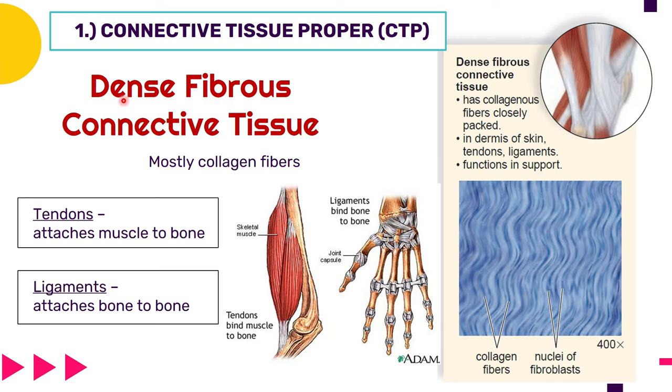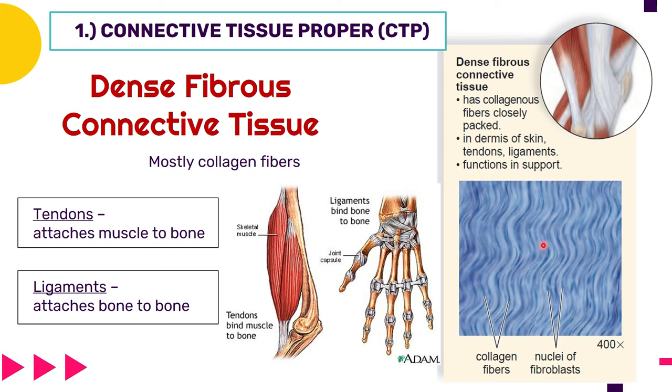Dense means compact. Okay? This type of connective tissue proper is made up of collagen fibers, but in huge amounts. That is why there are many collagen fibers, which makes this fibrous connective tissue dense. You won't see any spaces, because the collagen fibers are closely packed. That is what makes this type of connective tissue proper dense.